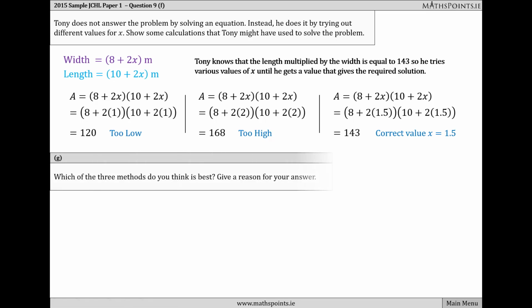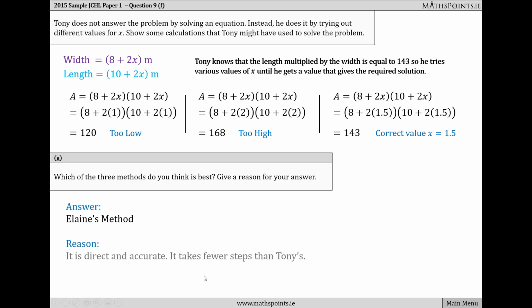So the final part of the question, part G, asks us which of the three methods do we think is the best, and they want a reason for our answer. So the method I'm going to select is Elaine's method. Elaine's method is direct and accurate, and it takes the fewest steps. Kevin's method was very accurate, but it was a little bit time consuming in that he had to break up the shape into various parts. And then Tony's method, by trial and error, may or may not work depending on the value of x. If x had been a decimal to another number of places, Tony may never have landed on the correct answer.